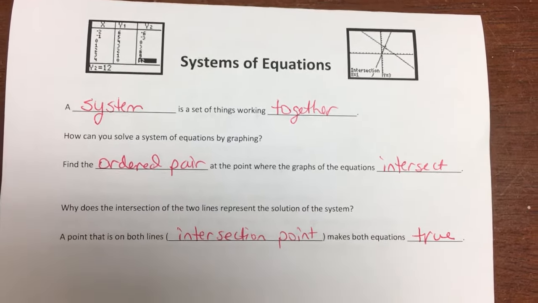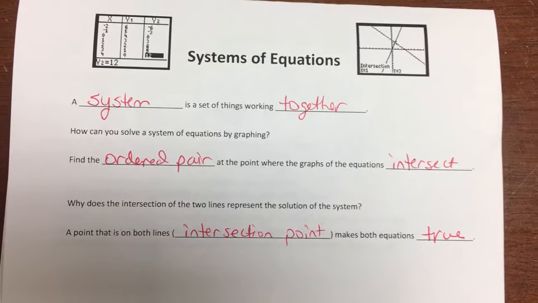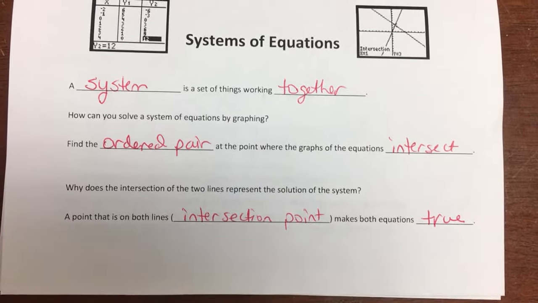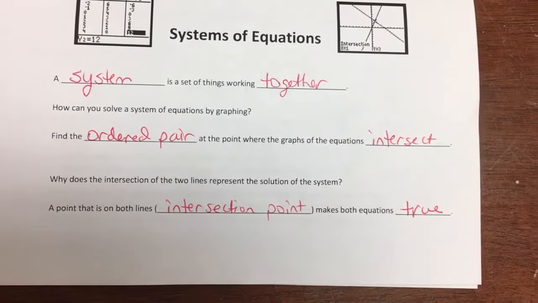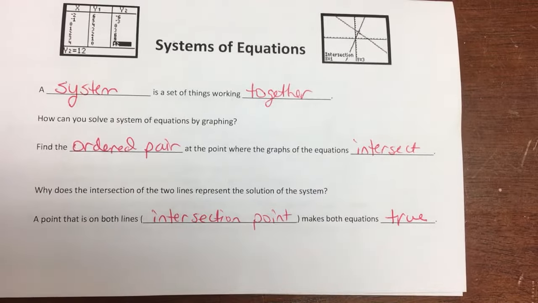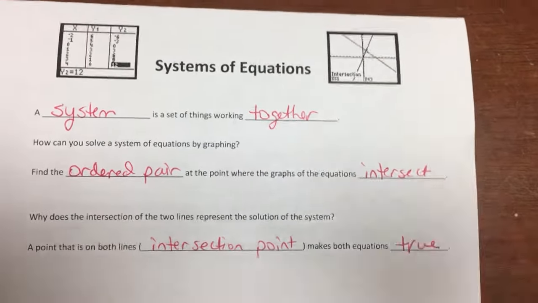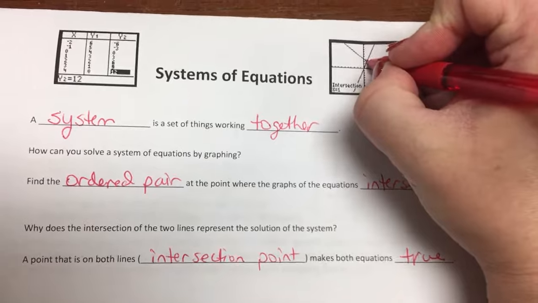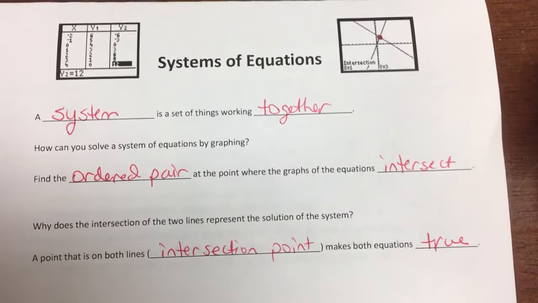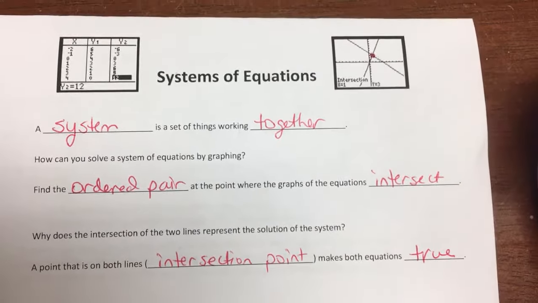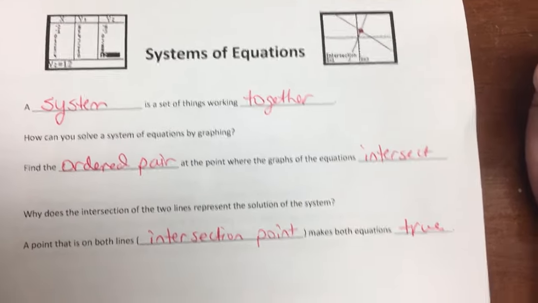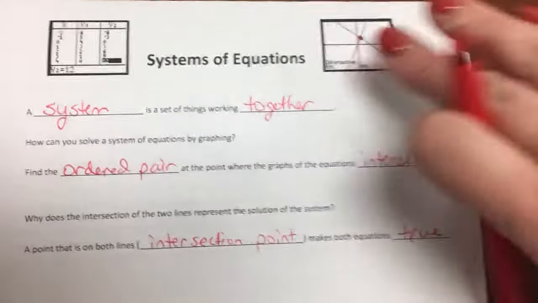Why does an intersection of the two lines represent the solution of the system? A point that is on both lines, the intersection point, makes both of the equations true. So when we graph these two equations, we're going to look and see where they intersect. Okay, so where they intersect is going to be the answer.